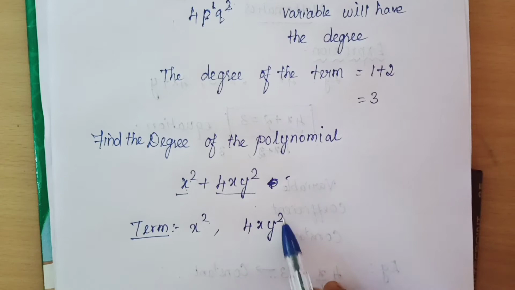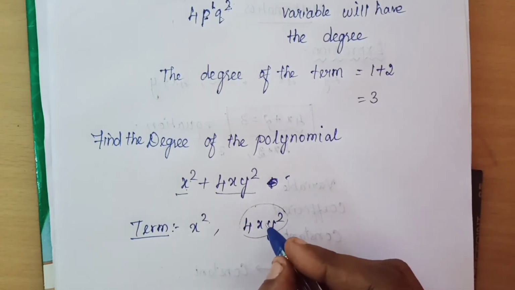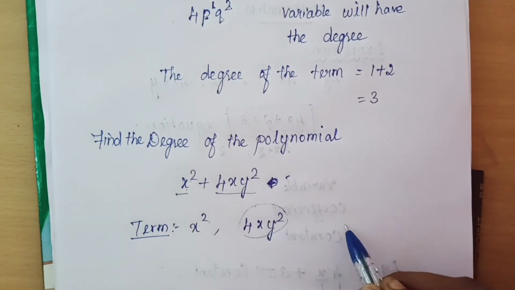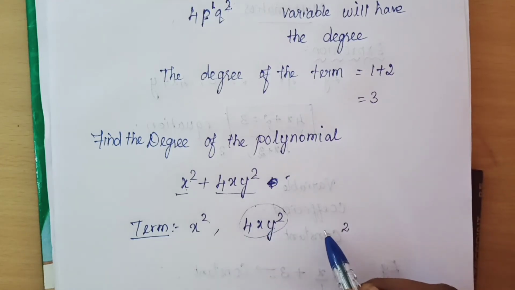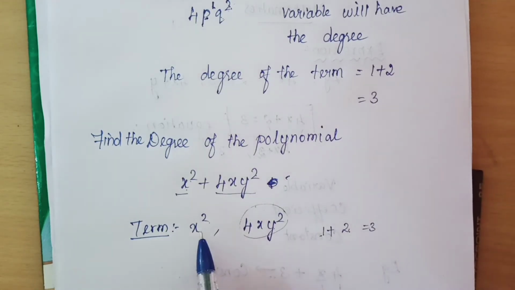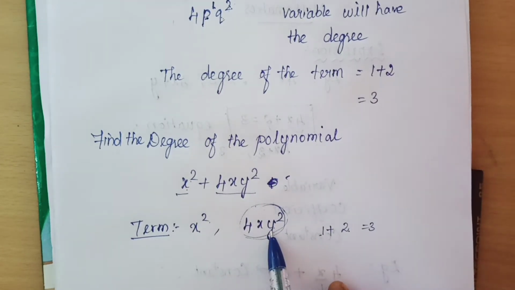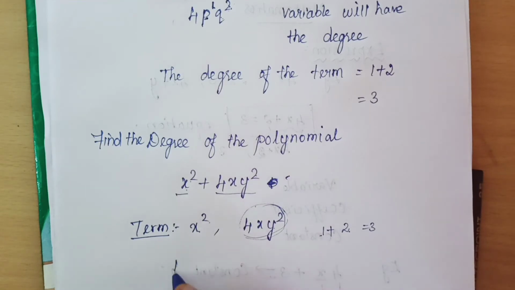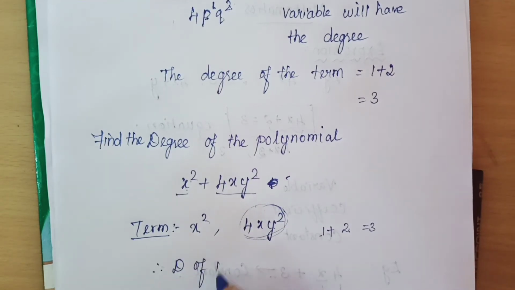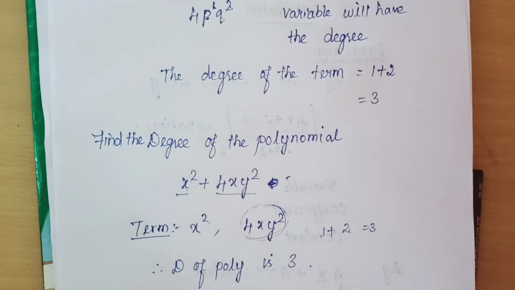So what is the degree of this term? Already I told you the degree of y is 2 and the degree of x will be 1. So 1 plus 2 is 3. Which is the highest degree? Does this term have the highest degree, or this term? Only this term has the highest degree. Clear? Therefore the degree of the polynomial is 3. You have to select only the term which has the highest degree. Clear? Shall I give you another example?